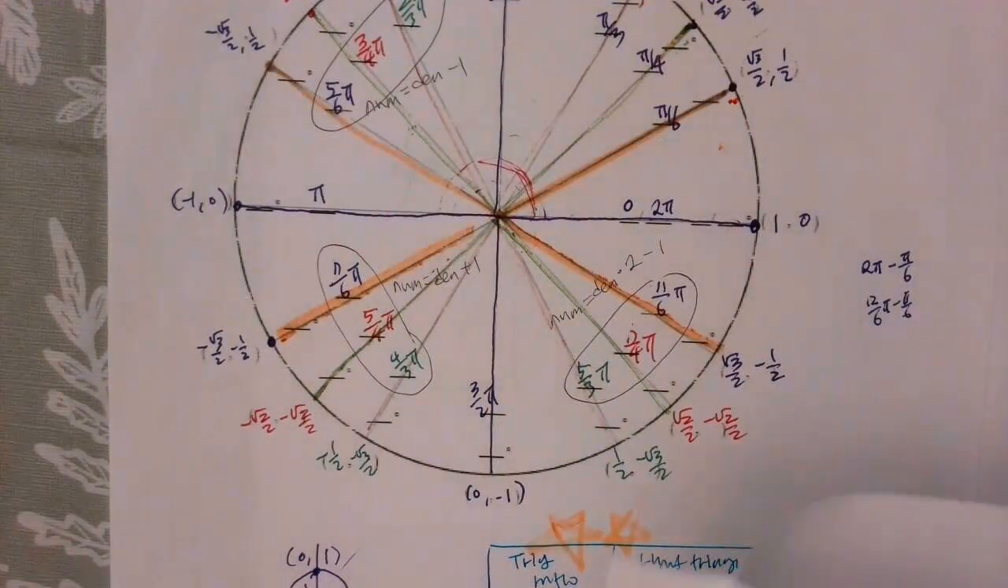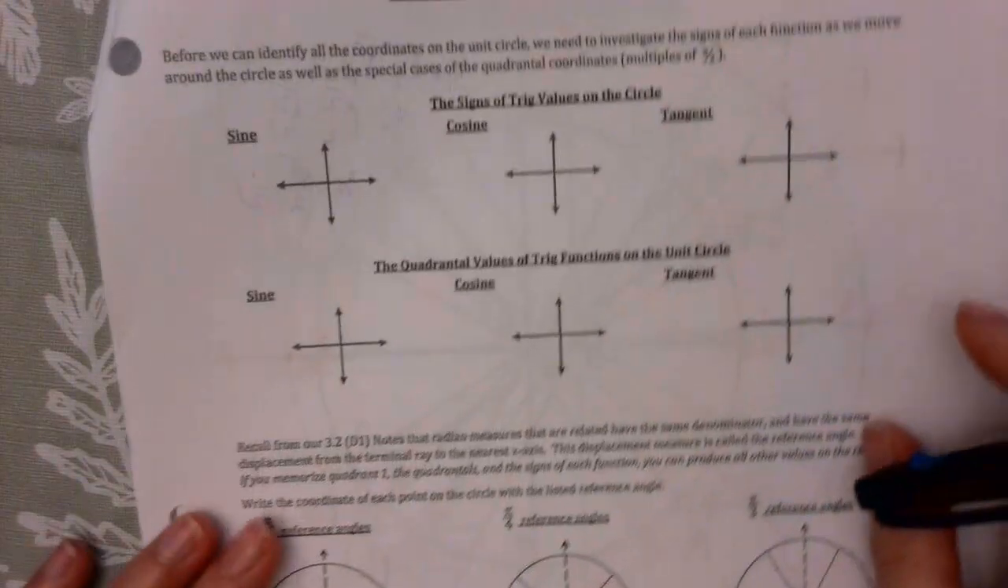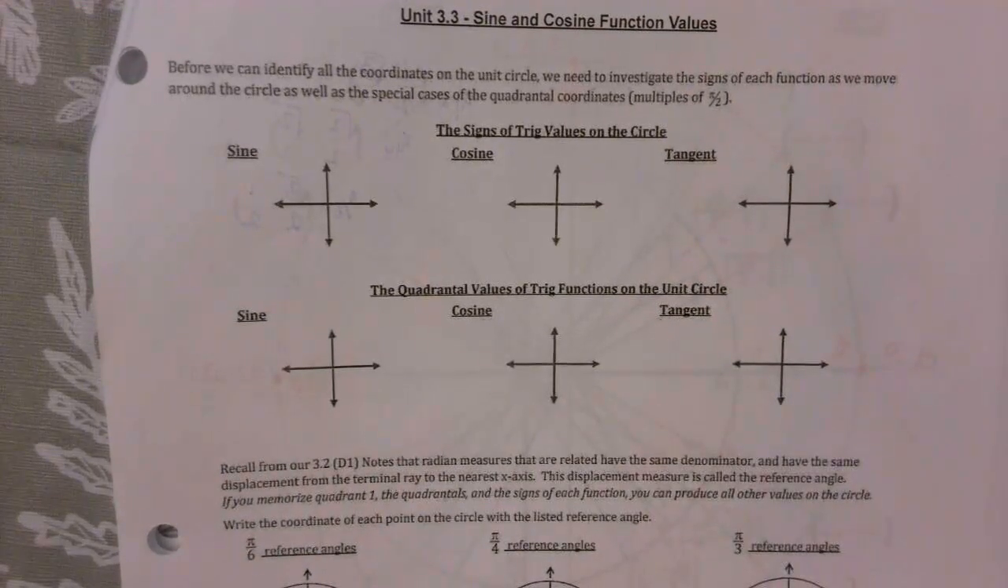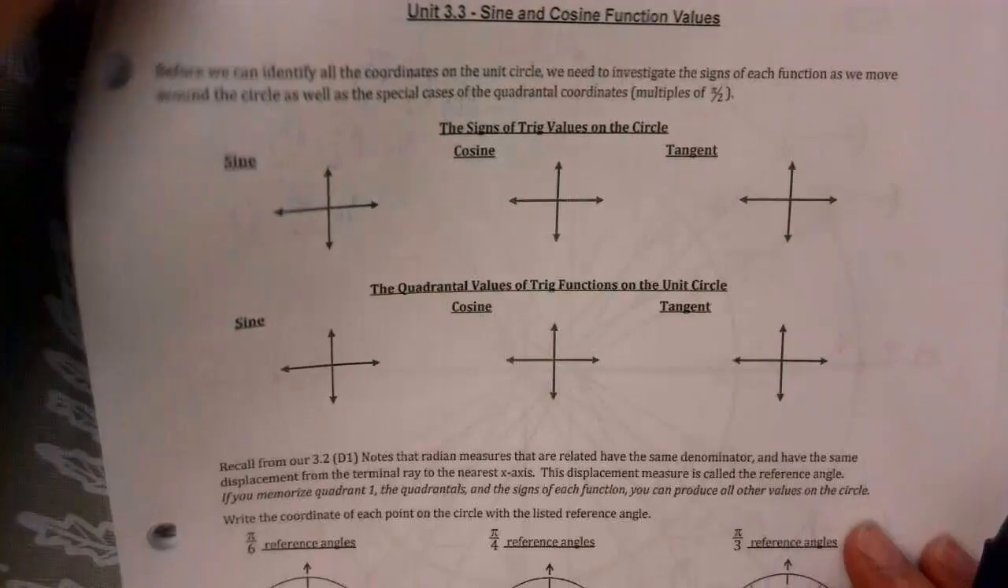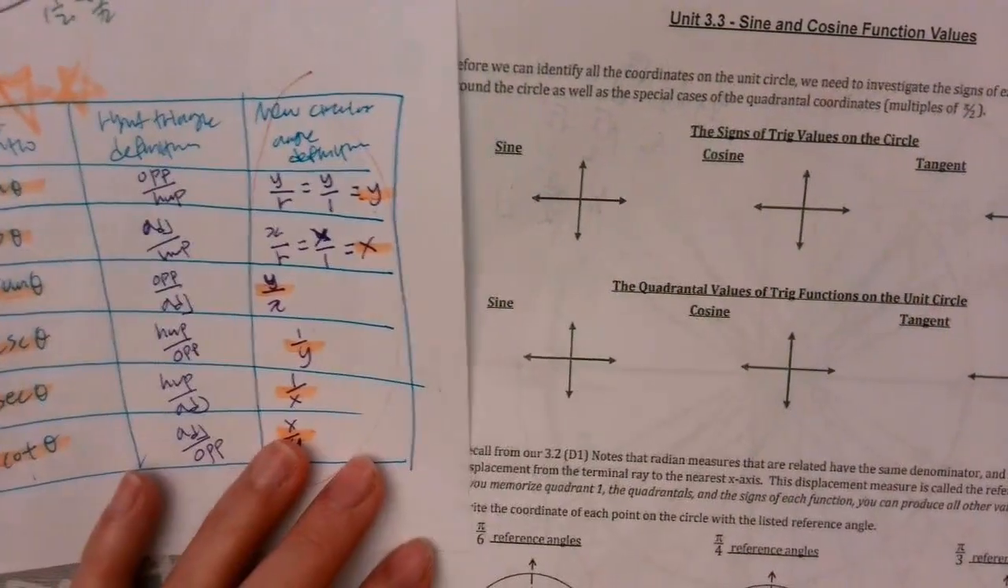Alright, now I know you'll start thinking, so how do we use a unit circle again? Hold on. Let's go over here and finish it up, and I'm going to have to make another video. Before we can identify all coordinates of the unit circle, this is 3.3 notes, by the way, we need to investigate the sign of each function as we move around the circle, as well as special cases of the quadrantal coordinates. So I'm going to use this table right here.